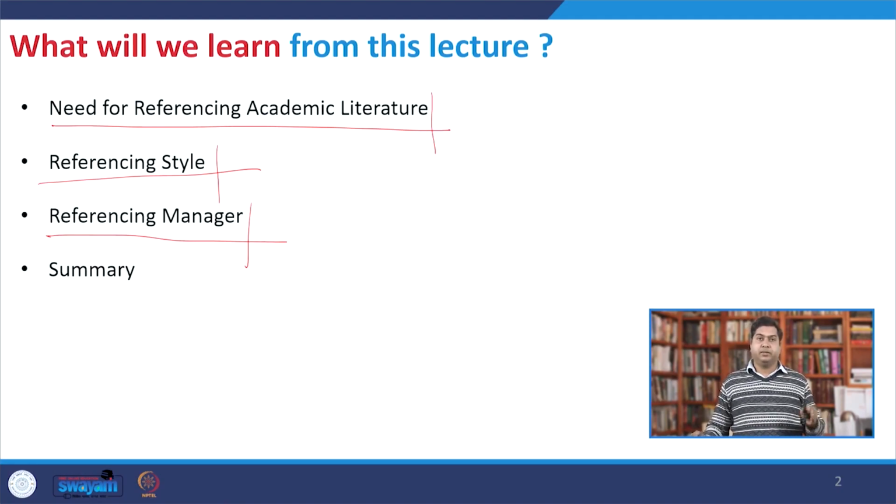The name suggests that referencing managers are very helpful tools. Many of them are open source, but in a few cases there are subscription based platforms as well. They will help you to do the referencing in the correct manner, and also to organize the papers that you reviewed in the process of literature review. With that, we will summarize our learning from this particular lecture.